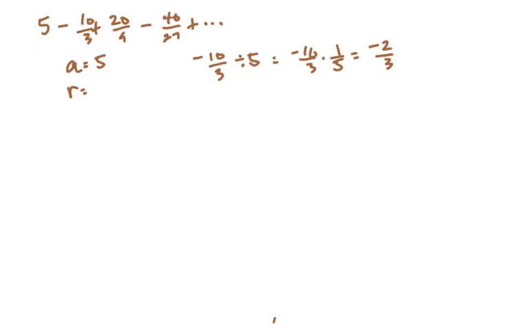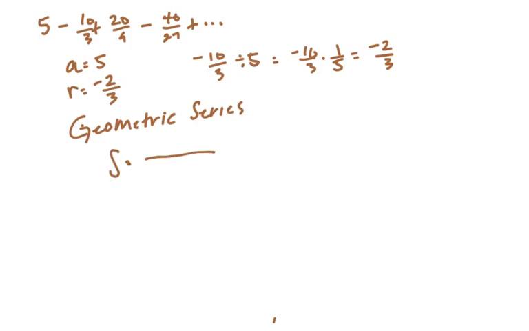So if I multiply negative 10/3 by negative 2/3, I do get 20 over 9. And if I multiply that by negative 2/3, I do get negative 40 over 27. So we do have a geometric series. And so a geometric series is great. Because I know that the sum is equal to a over 1 minus r.